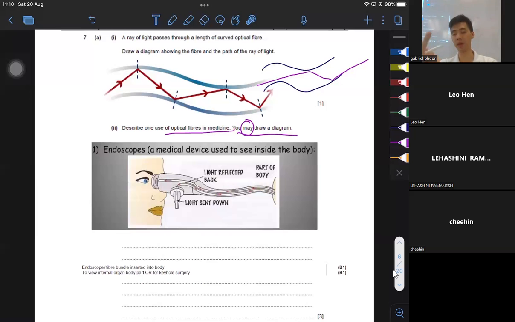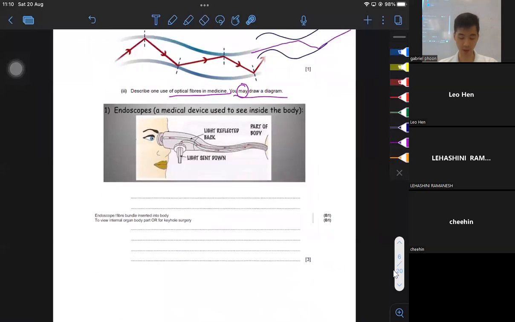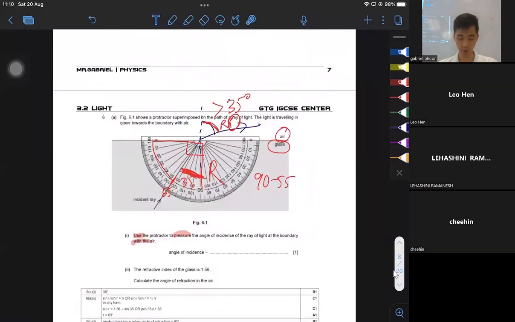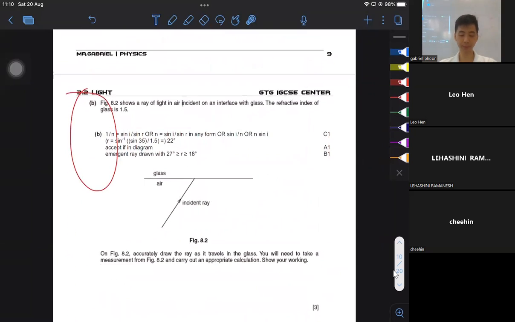Which is either number one, the endoscope, or the optical fibers that is connected to your internet. Okay, so I don't want to rewrite the answers again. You can do it at home for yourself later on. Let's move on to the next part here.